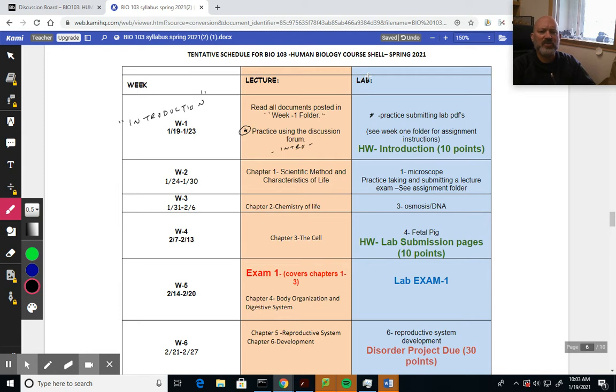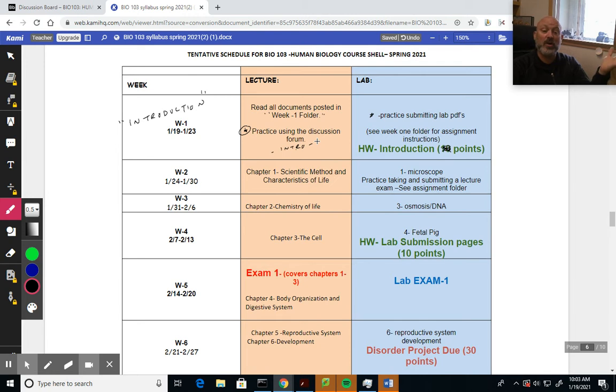So this introductory lab document submission is not going to be worth any points. It says homework instruction 10 points. That's not accurate. We're gonna erase that. That's not going to be worth anything. It's just a practice. All right.